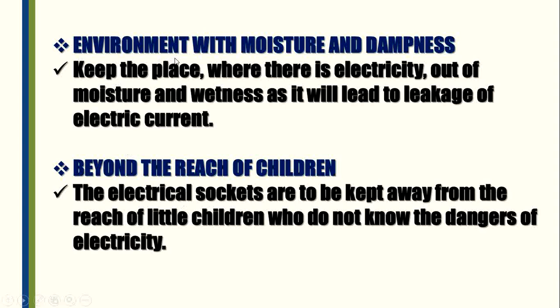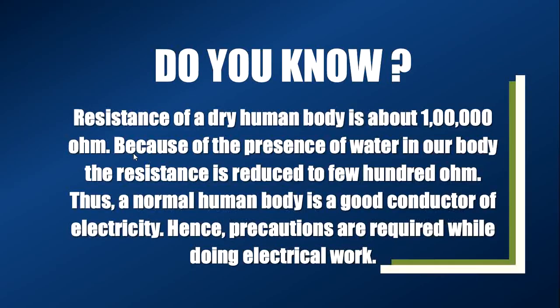Environment with moisture and dampness. Keep the place where there is electricity free of moisture and wetness, as it will lead to leakage of electric current. Keep sockets beyond the reach of children. The electric sockets are to be kept away from the reach of little children who do not know the dangers of electricity.